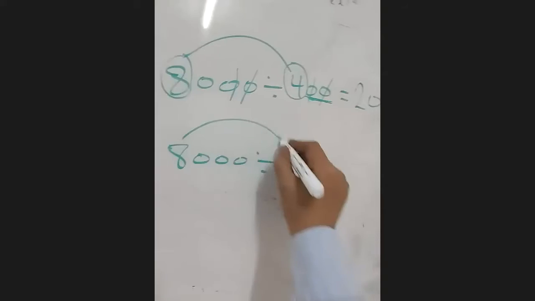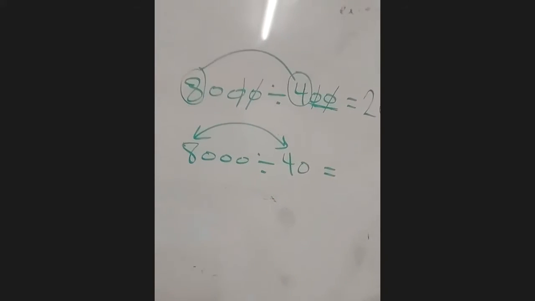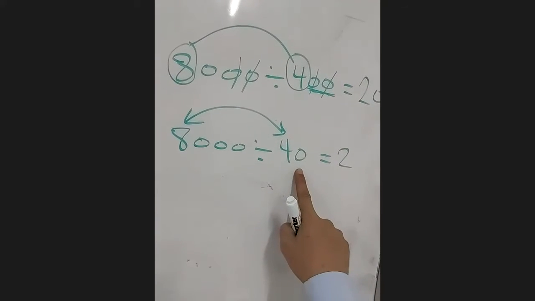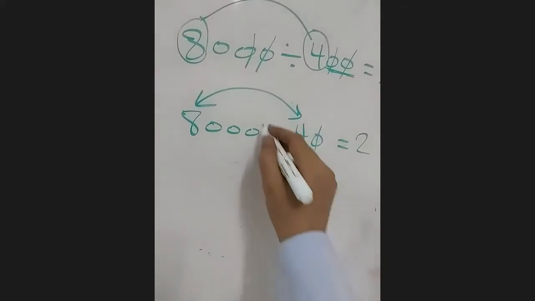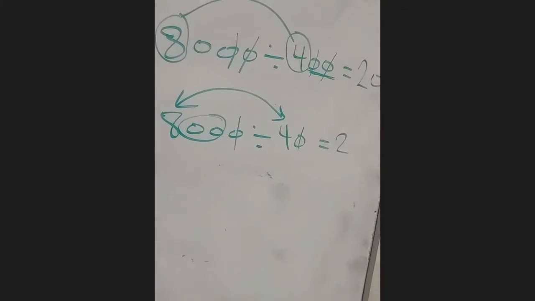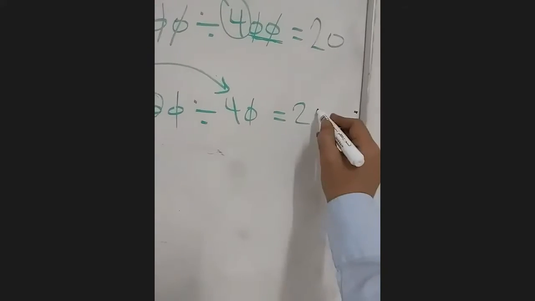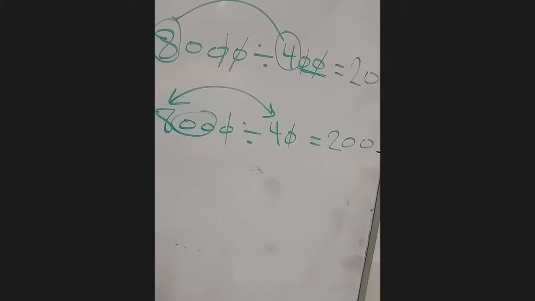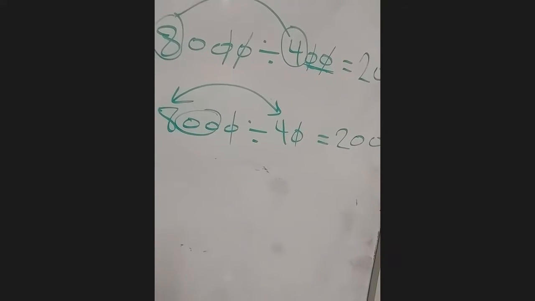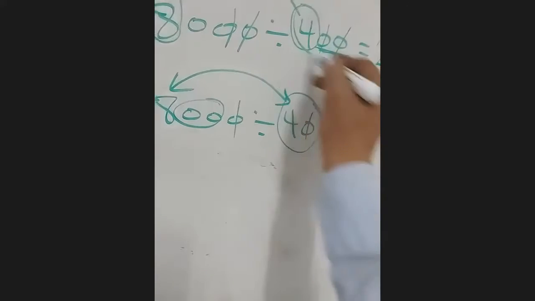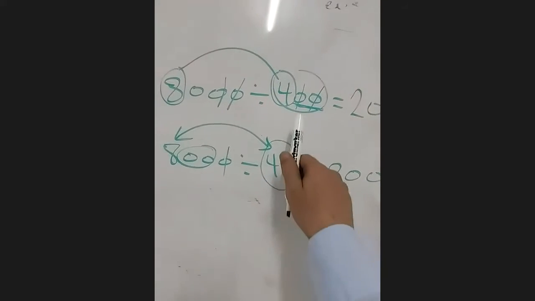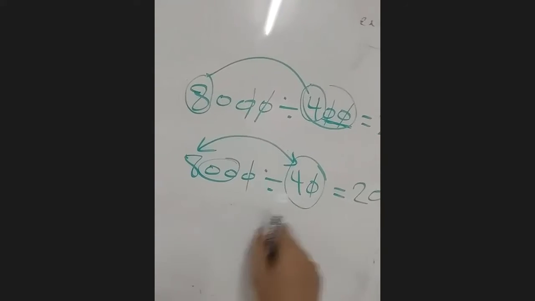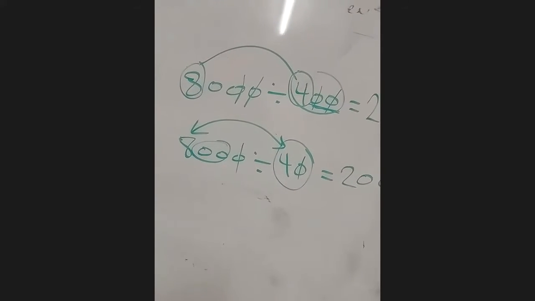Stop, look here. 8,000 divided by 40. Now, 8 divided by 4, how much? 2. How many zeros do we have here? 1. Cross it. How many zeros are still uncrossed? 2. Put them. Got it? How do we know how many zeros we cross? Count the zeros in the divisor. The divisor determines how many zeros we cross. If we have 2 zeros, we cross 2 zeros. If we have 1 zero, we cross 1 zero. Got it?